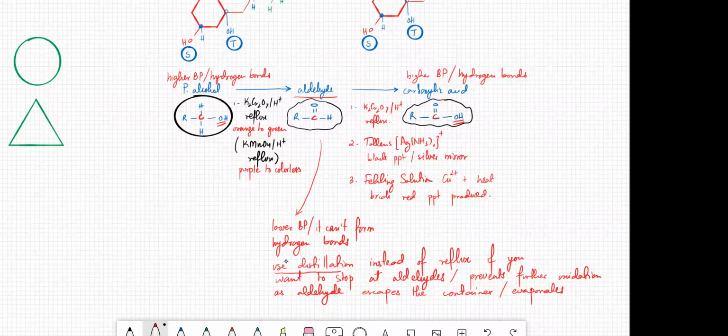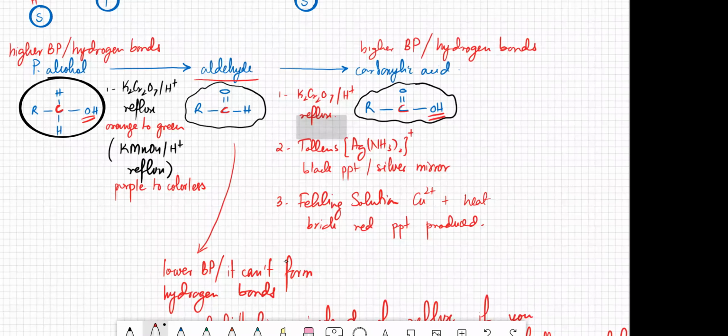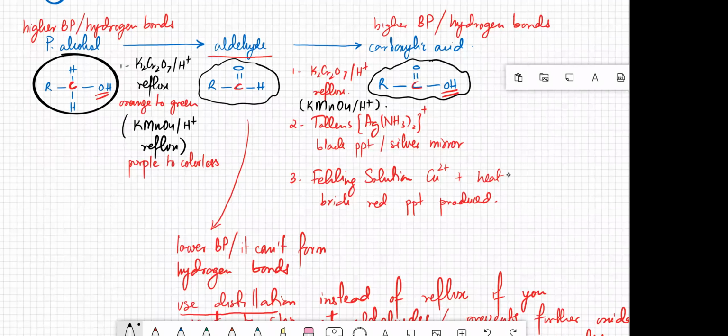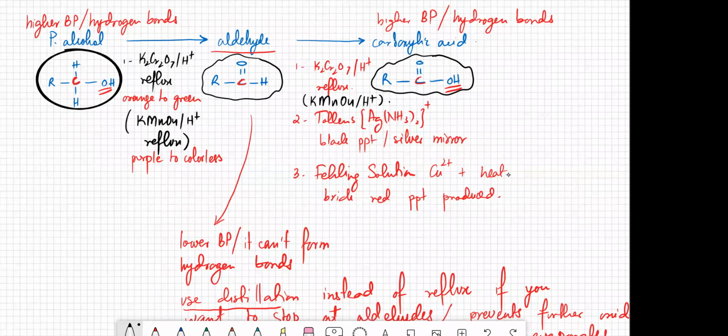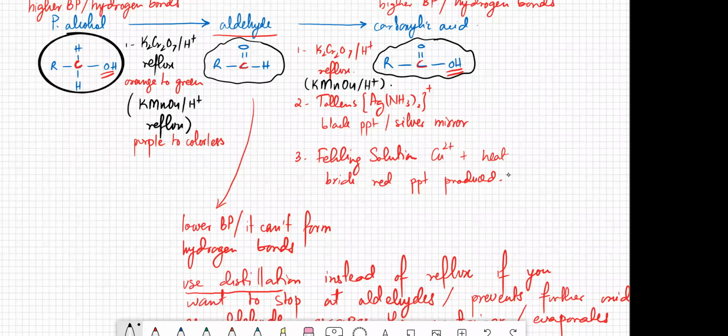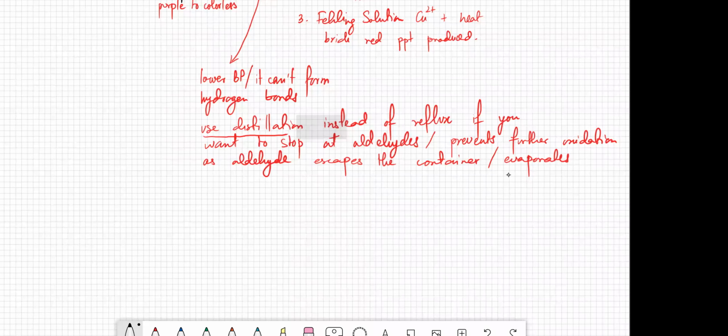And remember, if your starting point is an aldehyde, you can turn an aldehyde into a carboxylic acid by using Tollens' and Fehling's as well, and with K2Cr2O7 as well, and KMnO4 as well. KMnO4 can also be used here, but it is generally avoided because it's too strong an oxidizing agent. You do use KMnO4 with alkenes, but with alcohols you prefer not to use it, although it's going to do the same thing. Let's move to secondary alcohols.